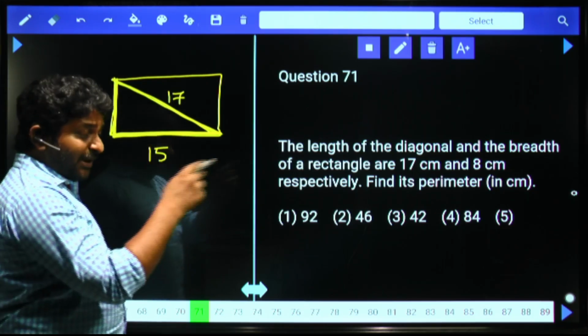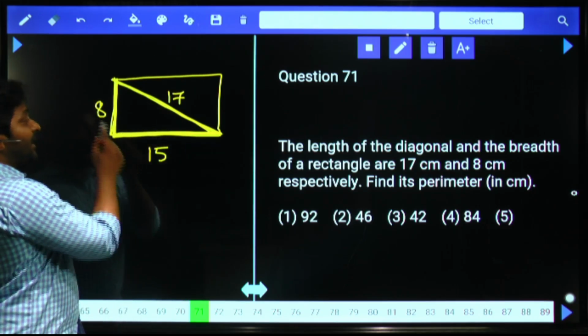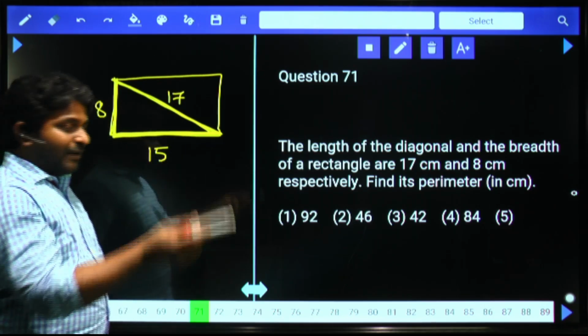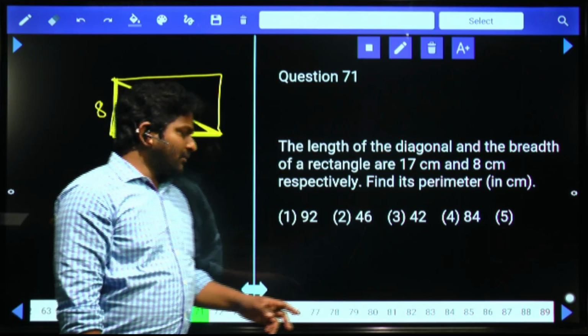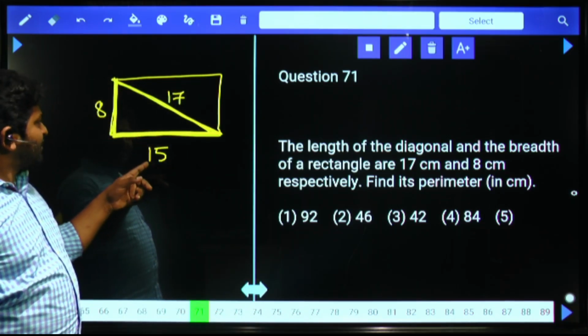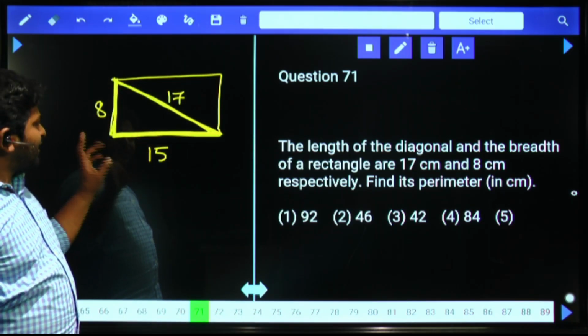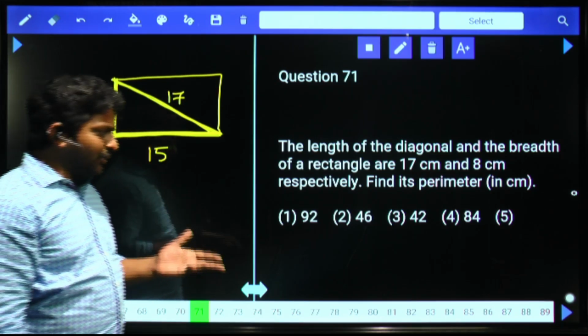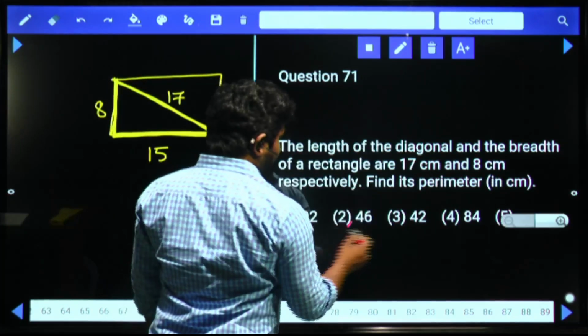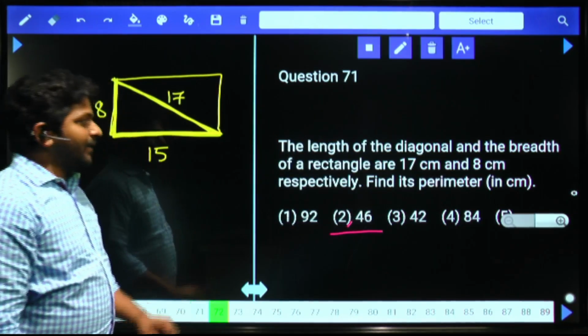Your question is about perimeter: 2 times L plus B. L plus B is equal to 23. Perimeter only, right? Correct. 2 times 23 is 46. 46, second option answer. Next.